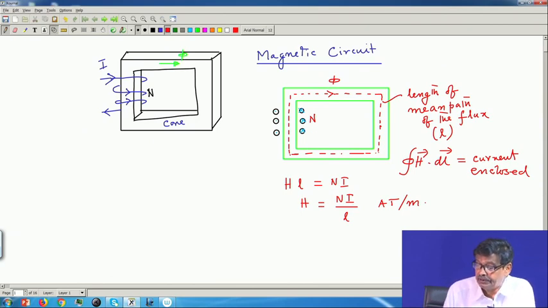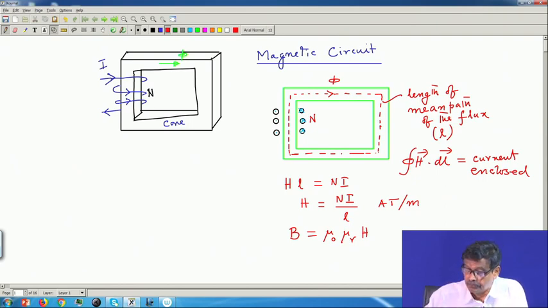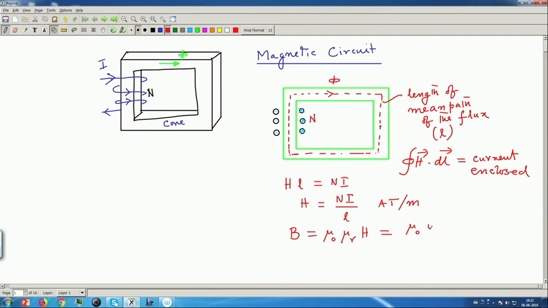Once I know H, then I will calculate B. B will be equal to mu 0 mu r into H, where mu r is called the relative permeability of the core. And if the relationship between B and H is linear, then mu r is a constant value, and so this will be equal to mu 0 mu r, and for H I can write N I by L.